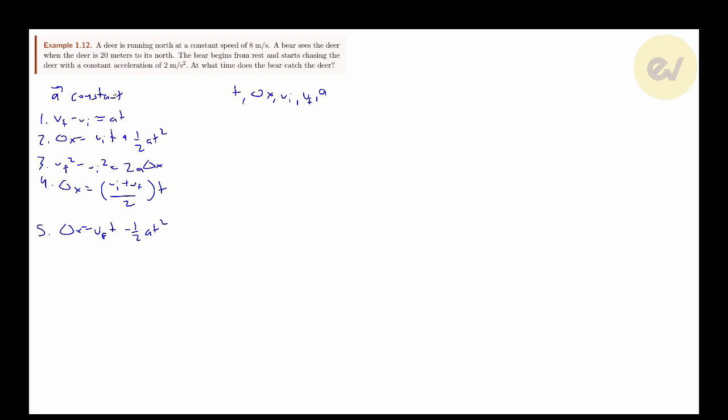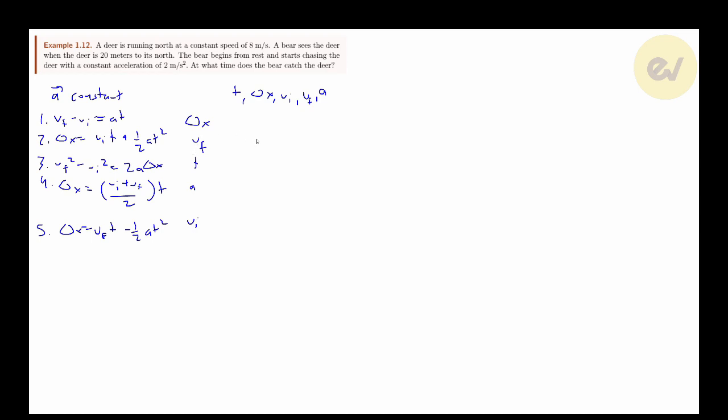Okay. So now, why do you have these 5 equations? Well, you might notice that equation 1 is missing displacement. Equation 2 is missing the final velocity. Equation 3 is missing time. Equation 4 is missing acceleration, and equation 5 is missing the initial velocity.